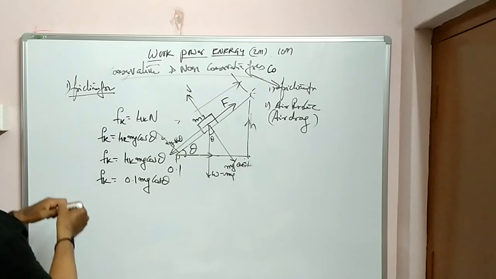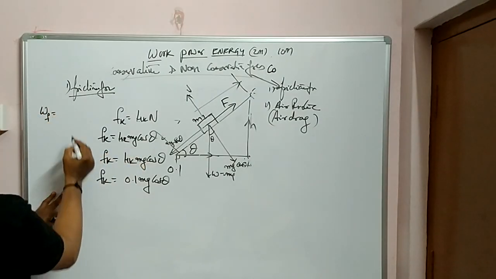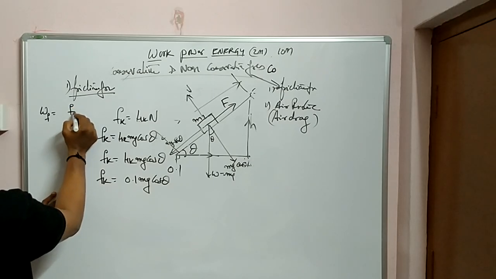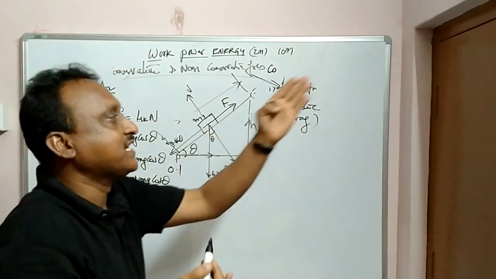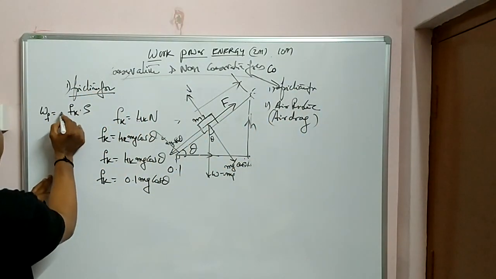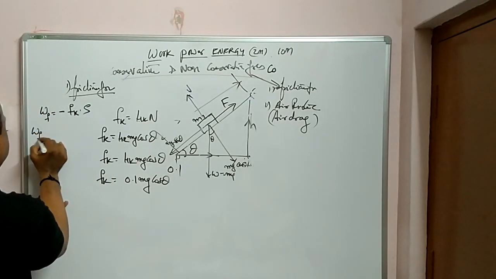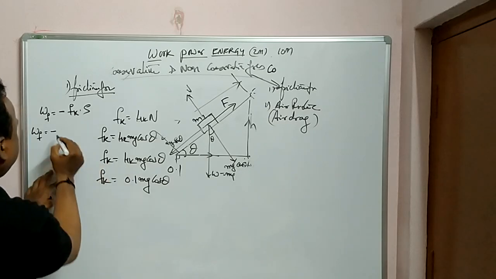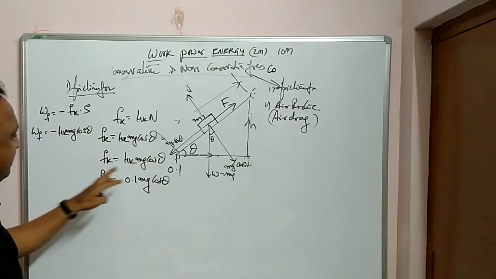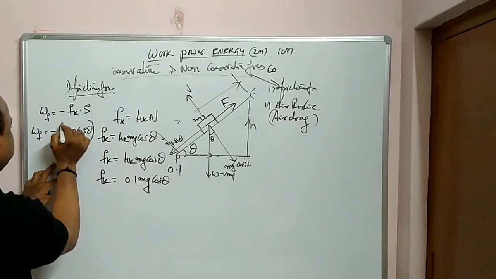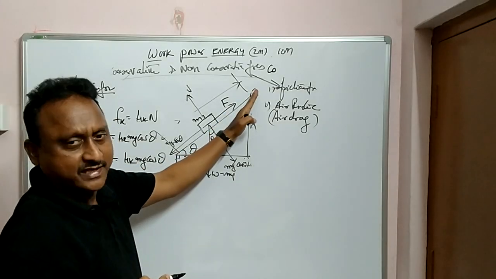Now what is the work done here? Work done by the friction is given by force into displacement. Force here means frictional force into displacement. Friction acts downward, displacement is upward. So both are in opposite directions, that is minus Fk into S. That is, work done by the frictional force is equal to minus mu k mg cos theta into S. So this is the first case, when the body is going in the upward direction.